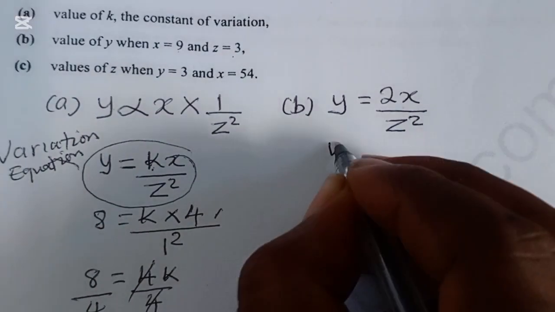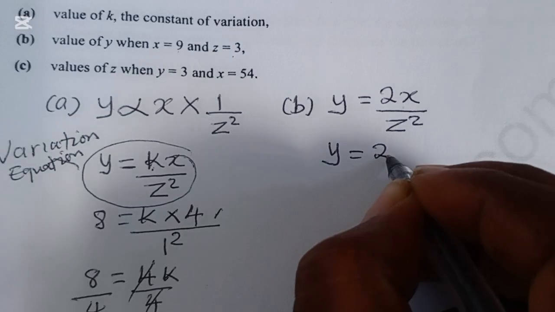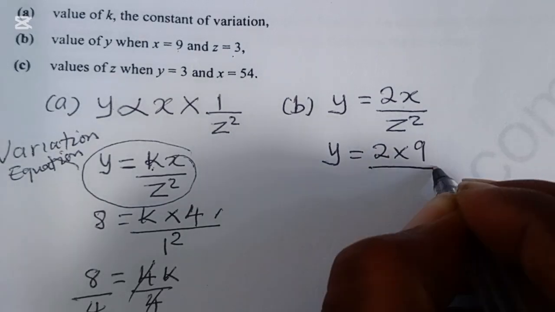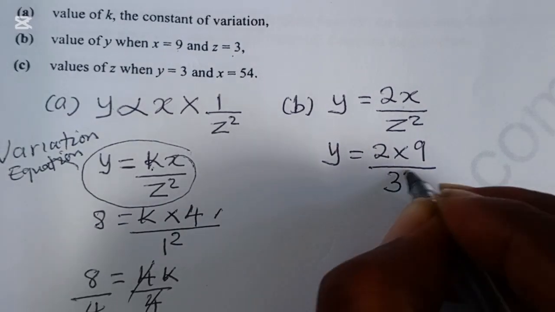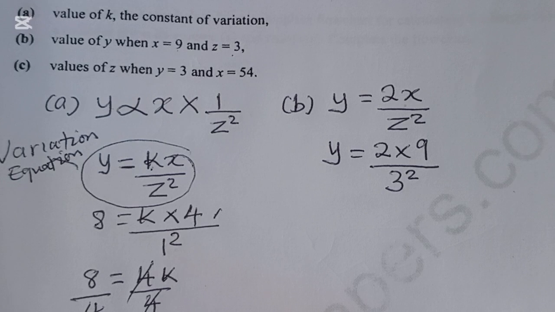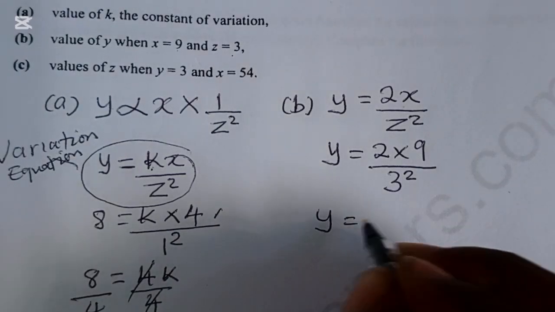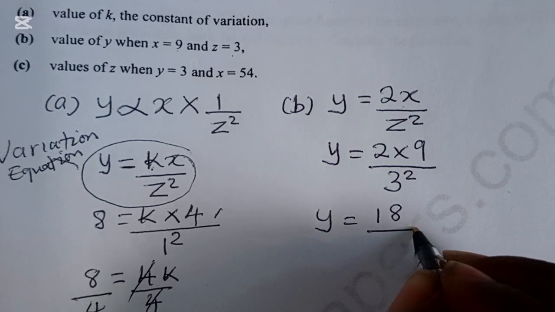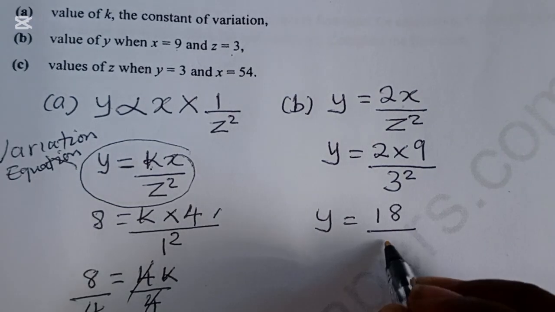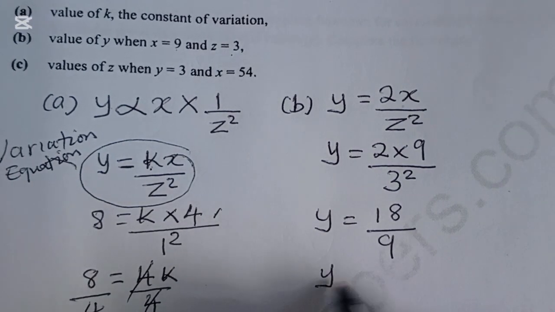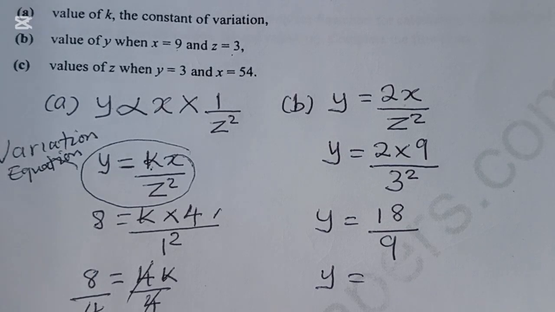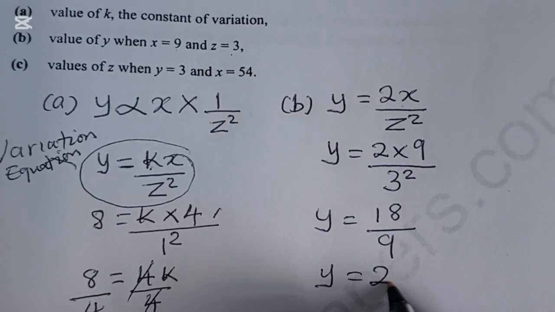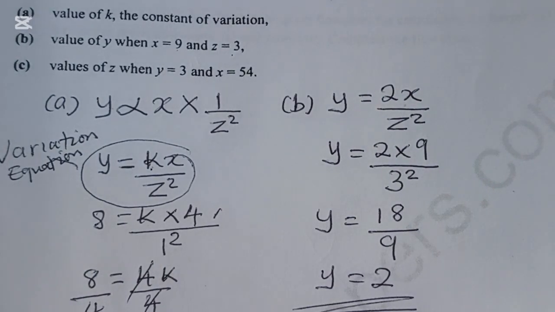So y is equal to 2, x is 9, z is 3, so it will be 3 squared. So y is equal to 2 times 9, it is 18, over 3 squared, it is 9. So 9 into 18, it is 2. So that is the value of y.